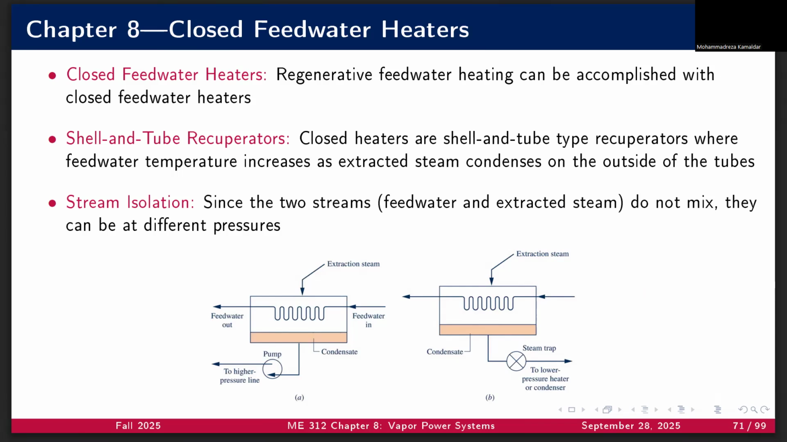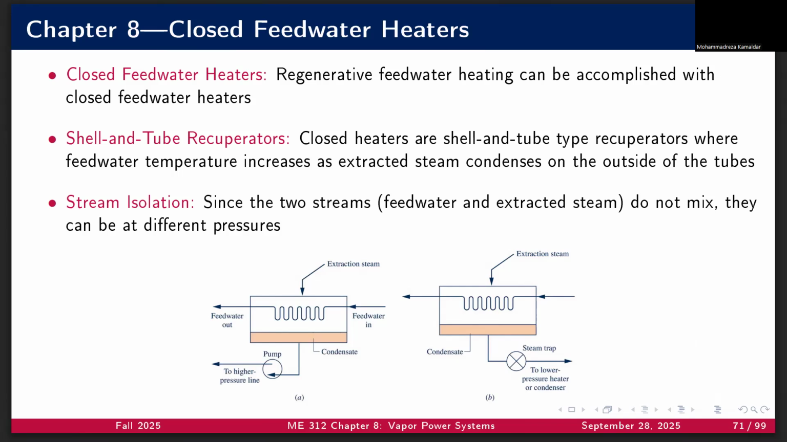So let's look at a schematic for the closed feed water heater, which we have here. We have diagram A and diagram B. These closed feed water heaters are crucial components in modern Rankine cycles because they enable regenerative feed water heating, which is a key method for significantly improving the overall thermal efficiency of the power plant.